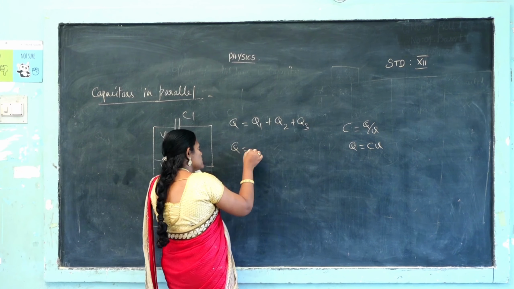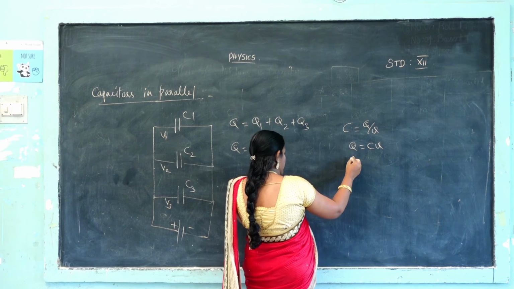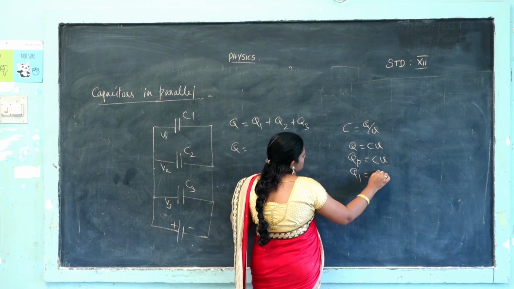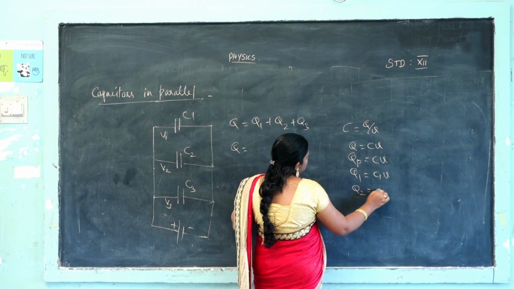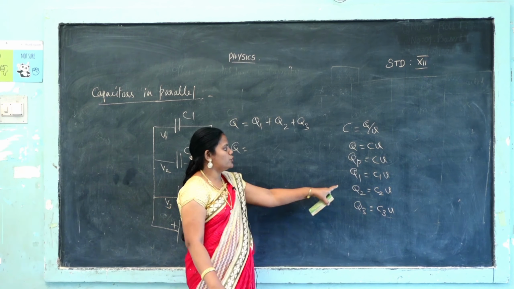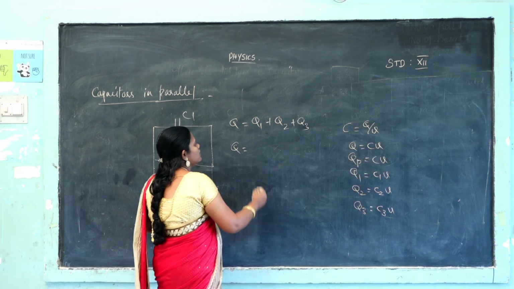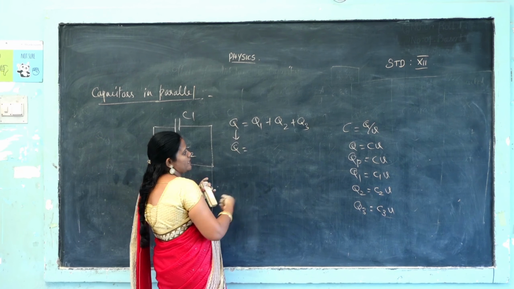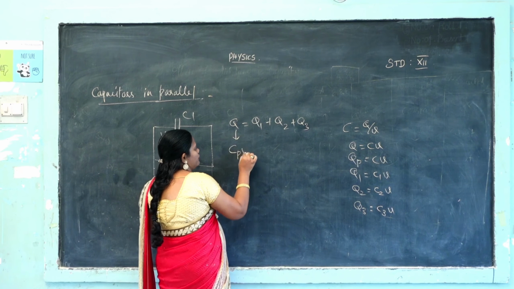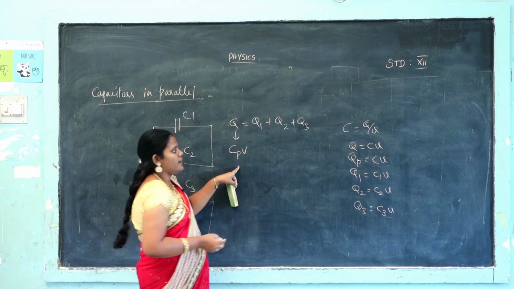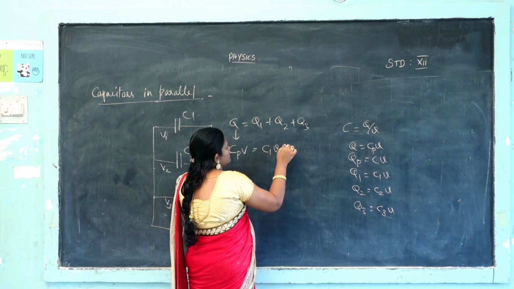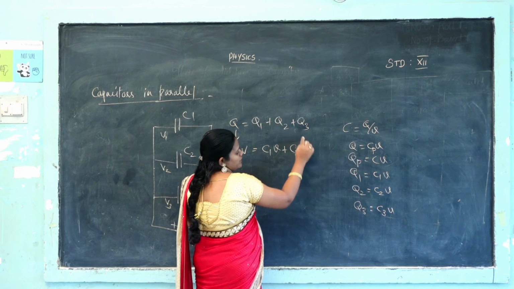So Q is equal to CV. Then Q1 is equal to C1 into V, Q2 is equal to C2 into V, Q3 is equal to C3 into V. Okay, so Q1, Q2, Q3, all the values you have to substitute in this equation. What is Q? Q is C into V. So Cp into V, because the capacitors are connected in parallel. So Cp V is equal to C1V plus C2V plus C3V.